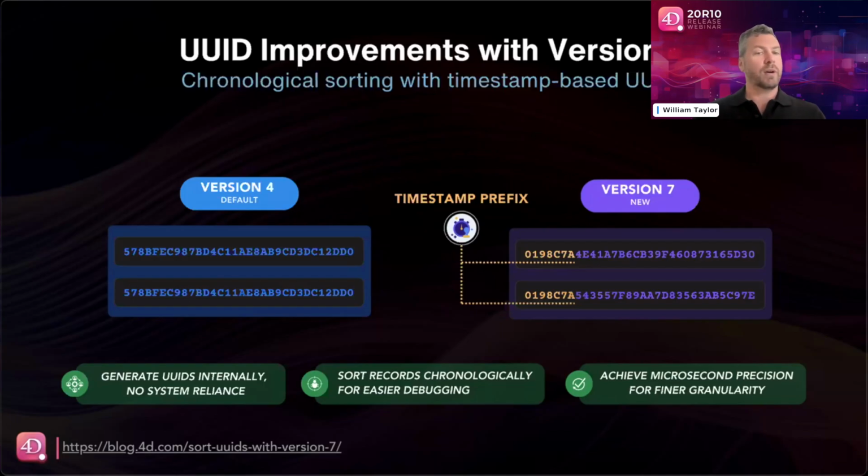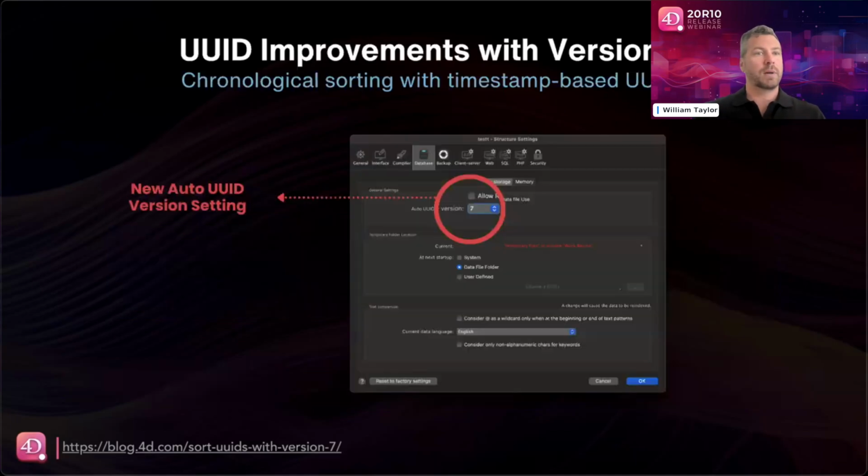Because now new records naturally can appear in order. No need to manually add a timestamp or sort logic in your application. And it's especially true for things like logging, creation tracking, and any kind of ordered list. And since the timestamp goes down to the microsecond, you actually get more precision than the traditional timestamp command. Now, by default, 4D still uses version 4 UUIDs.